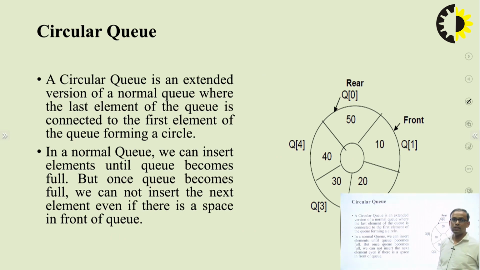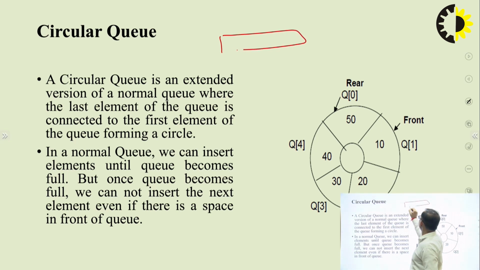Okay, next let us see the circular queue. What is a circular queue? In the case of a normal or basic queue, there is some limitation. Suppose this is my queue: 11, 12, 13, 14 and 15. These are some elements at index 0, 1, 2, 3 and 4. This is front and this is rear.